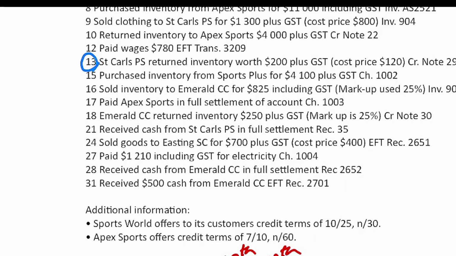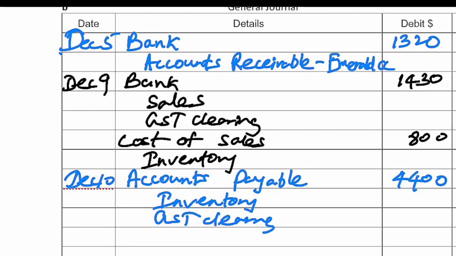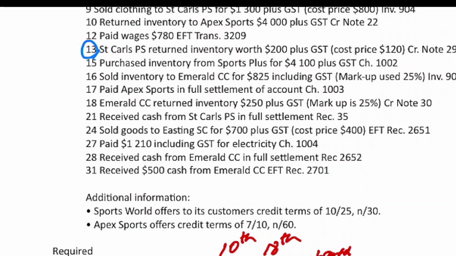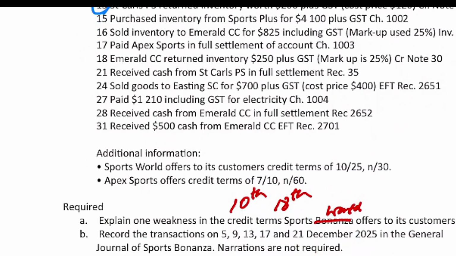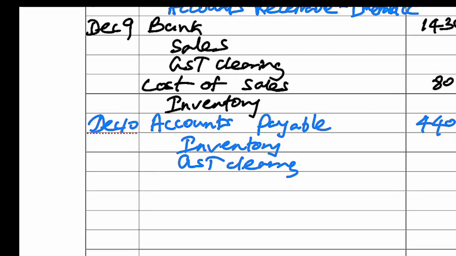Okay, shall we write it? Not the 17th, the 13th, yep. Right. So it's the 13th.